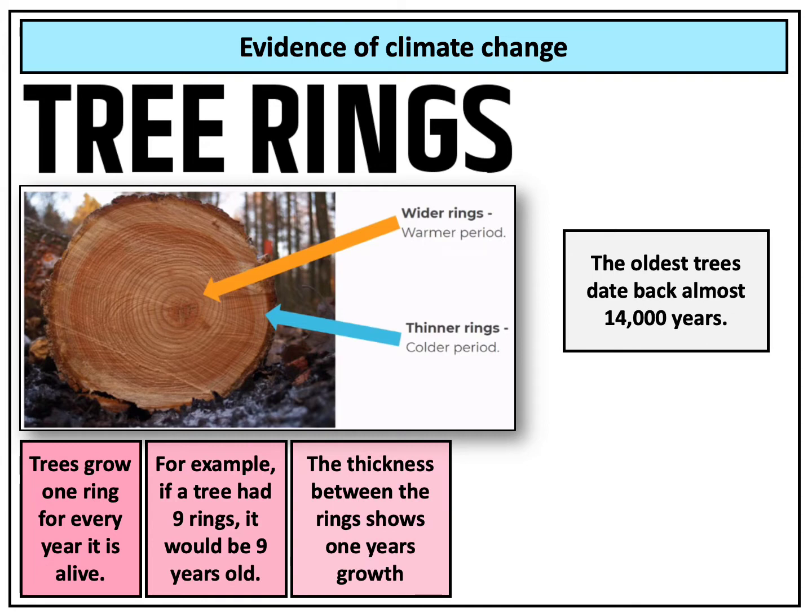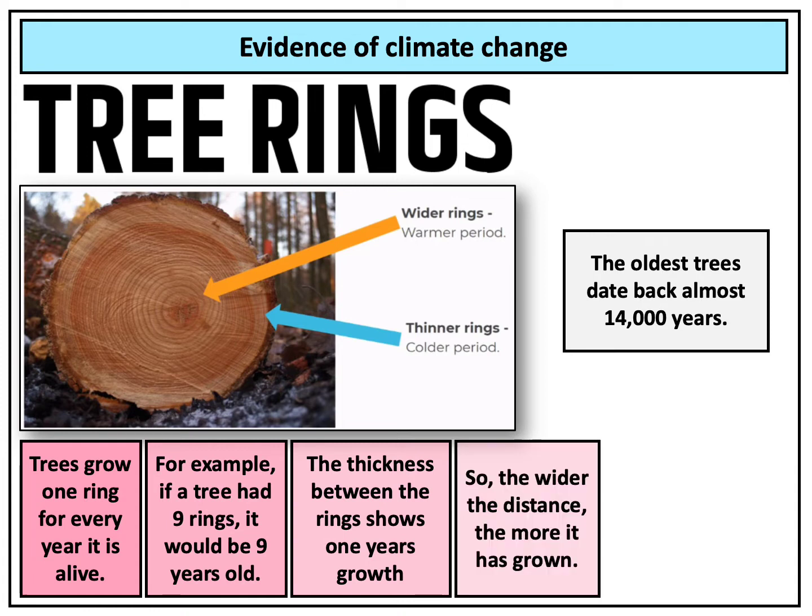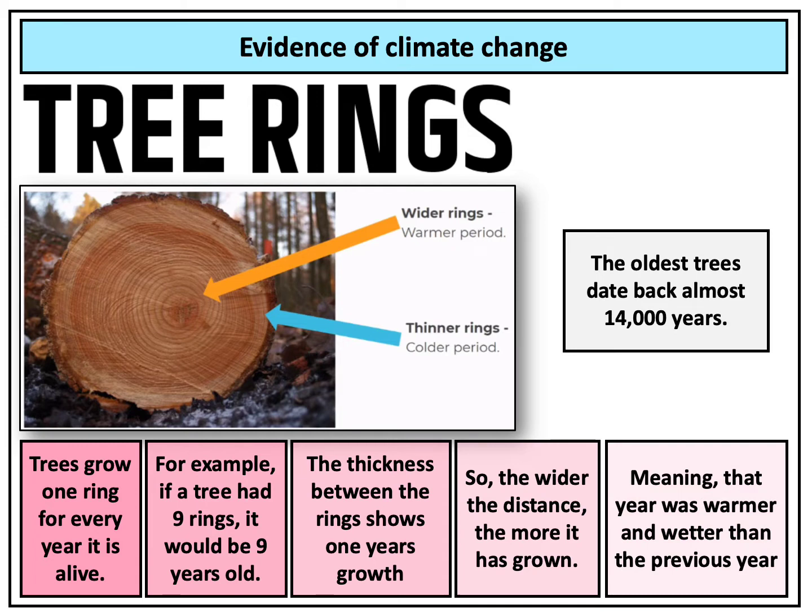The thickness between those rings shows you how much that tree has grown within 1 year. So what you can assume from that, or deduce, is that the wider the distance between each ring, the more that tree has grown. And that then means that year was warmer and wetter than the previous year, because trees grow a lot when it is warm and wet, warm and moist. And if the weather in that year was cold and dry, the tree would not grow as much, so the rings would be closer together or thinner.